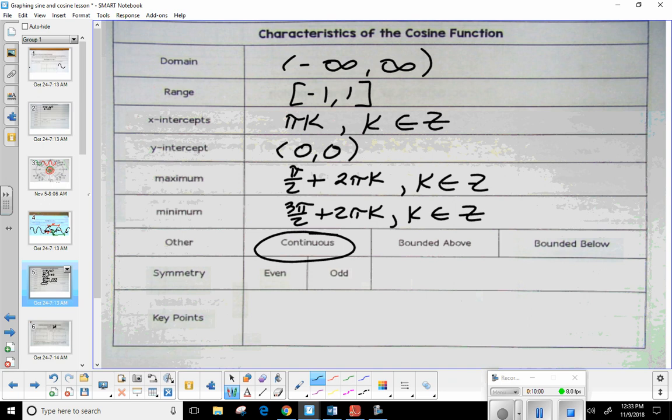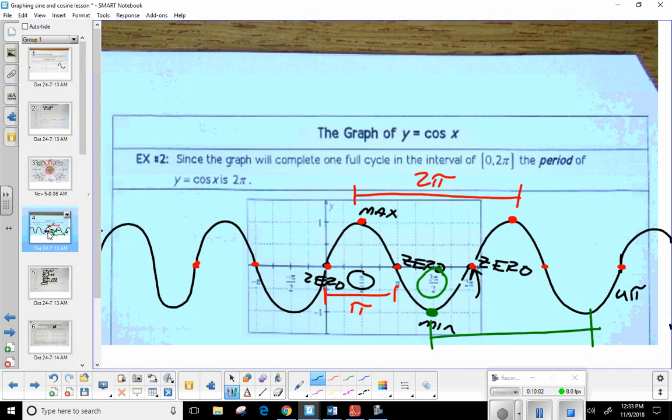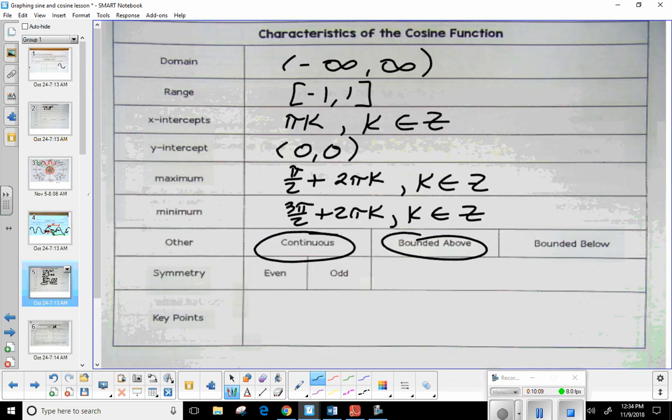Is it bounded above? That means does it go to positive infinity? No, so it is bounded, right? What's the highest it can go? 1. So it is bounded above. Is it bounded below? Yes, the lowest it can go is -1. All right, and I'll tell you what, we got 1, 2, 3, 4. So I say we got to a pretty good spot. Let's go ahead and stop there. Okay.